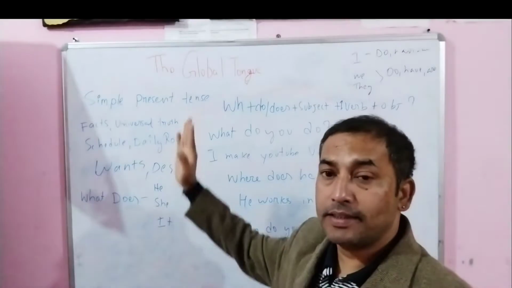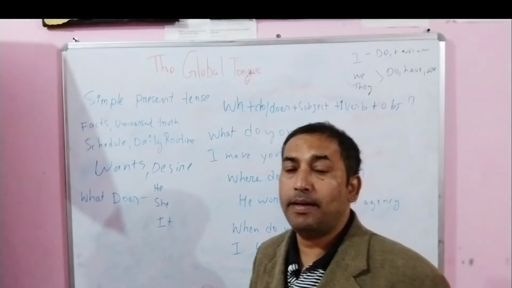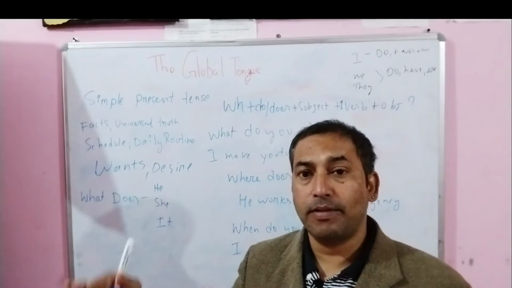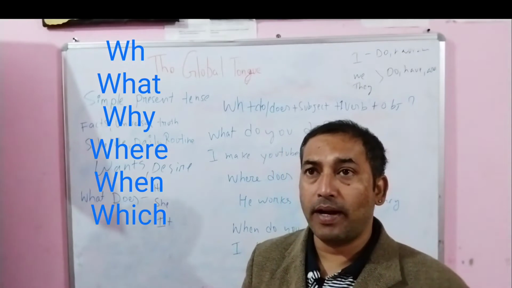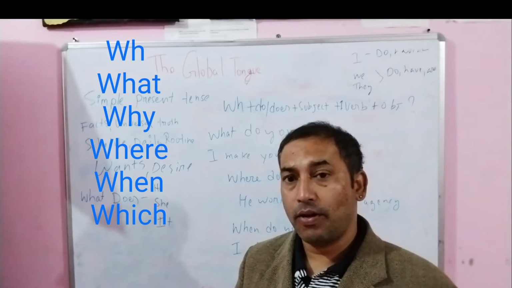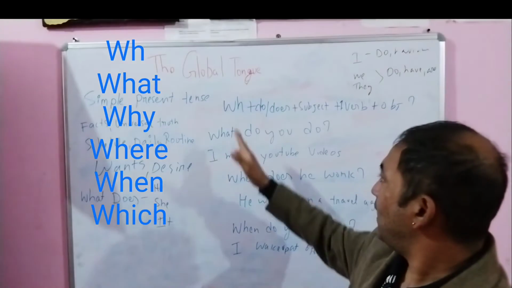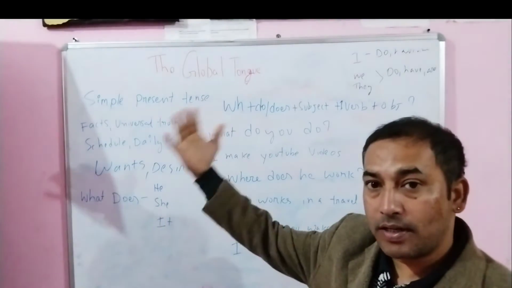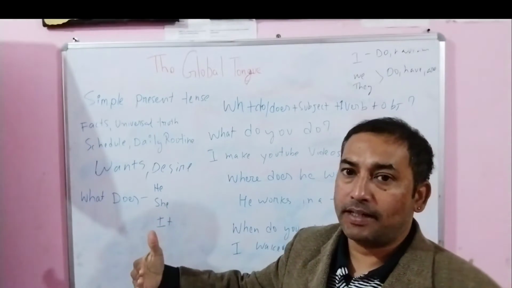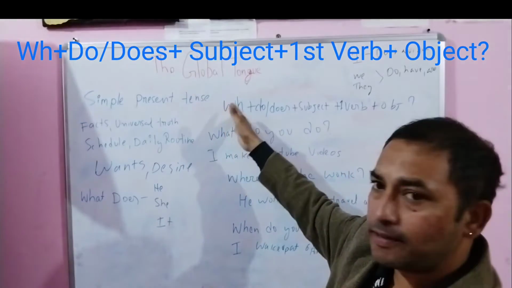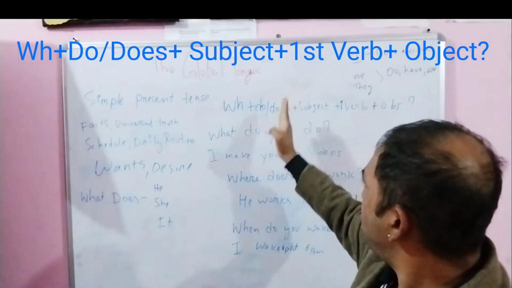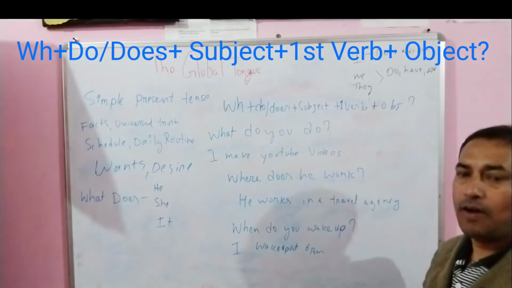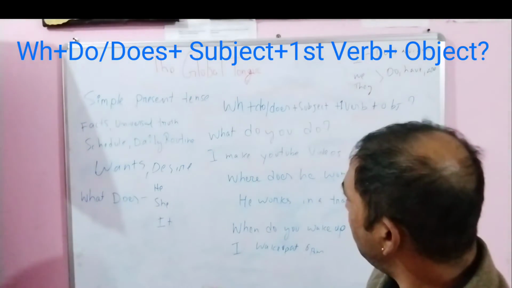Now the formula for asking questions in simple present tense is, first of all, we need WH. If you remember, WH are those questions which start with WH, like what, why, where, when, which, all those questions. We need WH, then do or does depending on the subject. So WH plus do/does plus subject plus first form of main verb plus object, right?